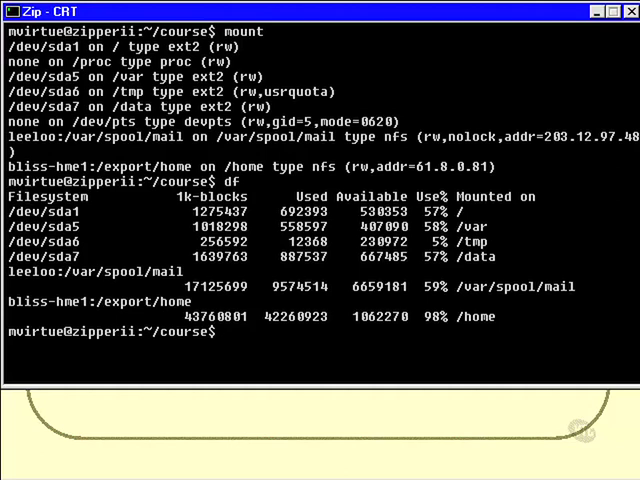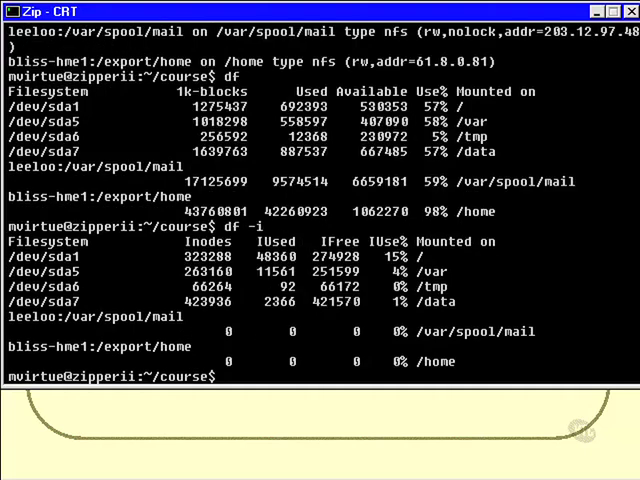Interestingly, you can also use the df command with the -i option to determine the number of inodes that are used and available on each file system. You obviously don't get that information for network file systems because the network file system may actually be a subdirectory set.